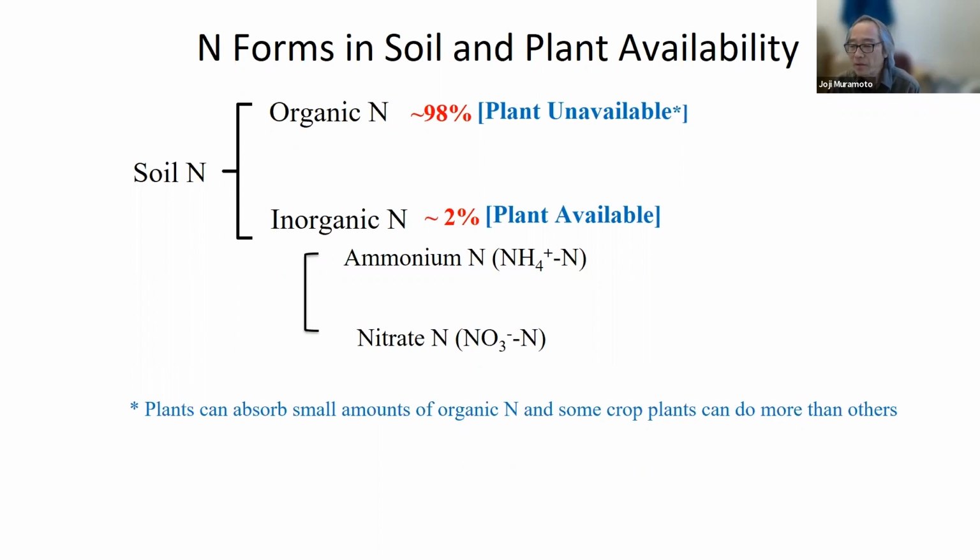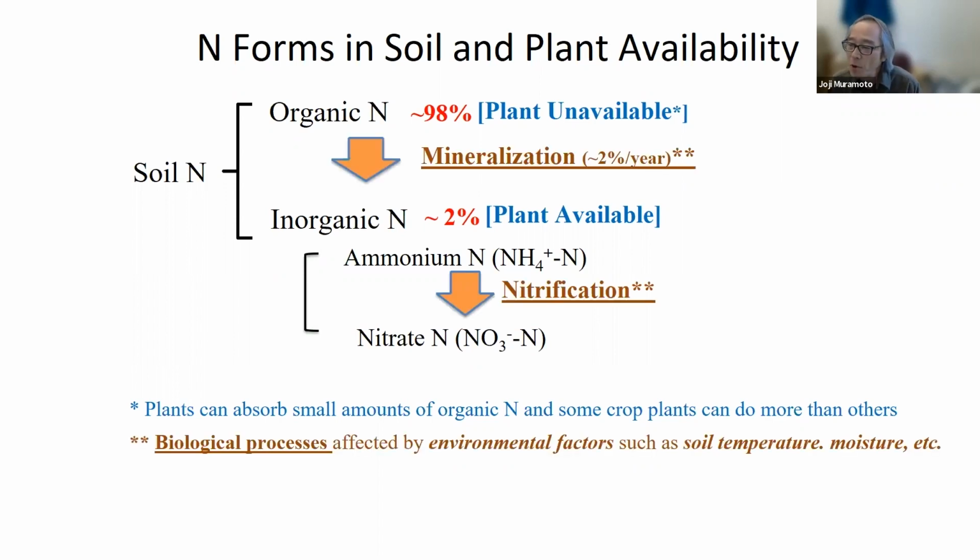But the good news is a small portion of organic nitrogen can be turned into inorganic nitrogen through the process called mineralization, first to ammonium. And then ammonium can be turned into nitrate through the process called nitrification. Both mineralization and nitrification are biological processes. Therefore, they can be affected by environmental factors such as soil temperature and moisture, and so forth. I'm going to talk about it more in a minute.